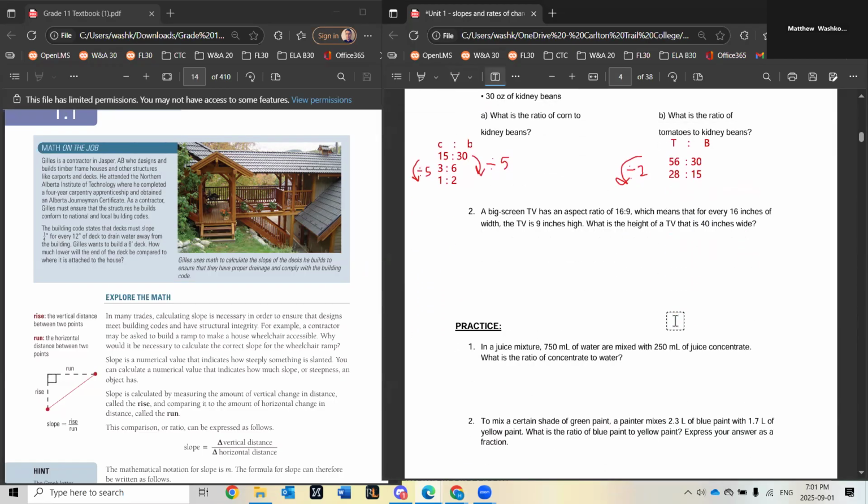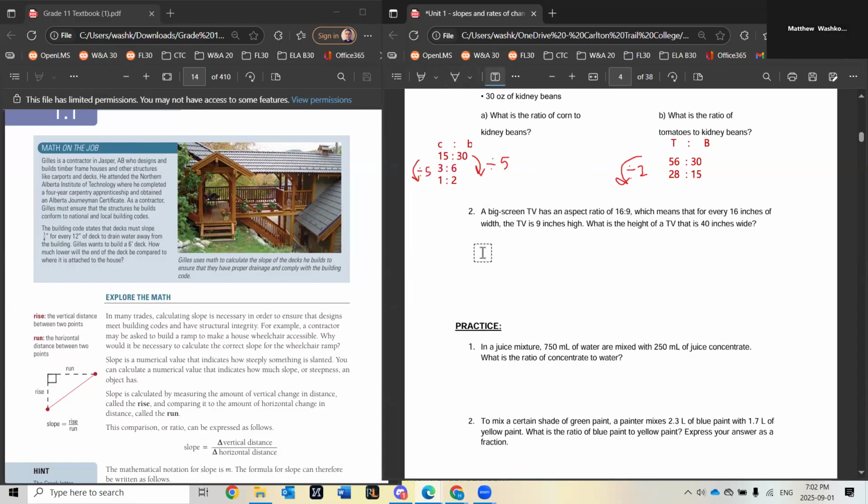So that's example 1. Now, example 2 here is saying that, hey, a big screen TV has an aspect ratio of 16 to 9. That's what modern day HD is. You are viewing this on a 16 to 9 screen. So for every 16 inches of width, there's 9 of height. What's the height of the TV? That's 40 inches wide. Oh, so now we got to apply it in a problem. So let's think about this.